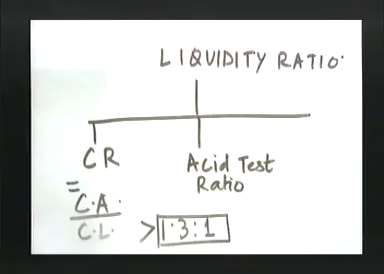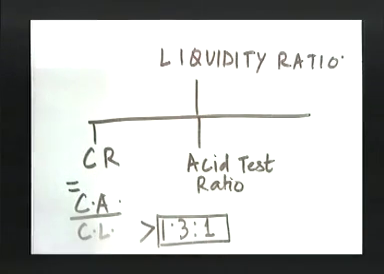So, this ratio is telling the investor that look, the company is sound enough to meet the requirement of its short term liability. That means, the company will not go bankrupt when it comes to payment of its different suppliers, its different vendors.